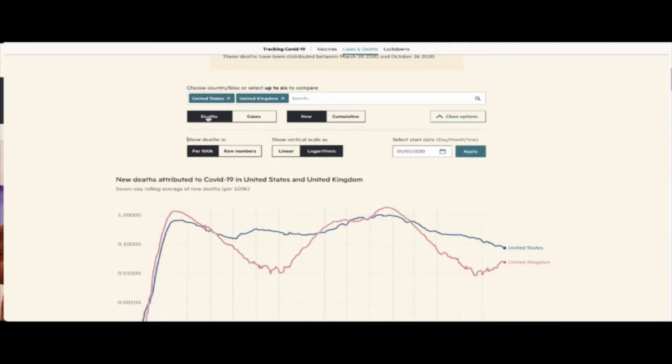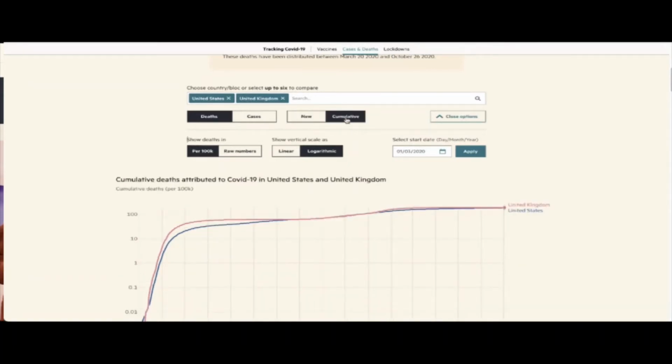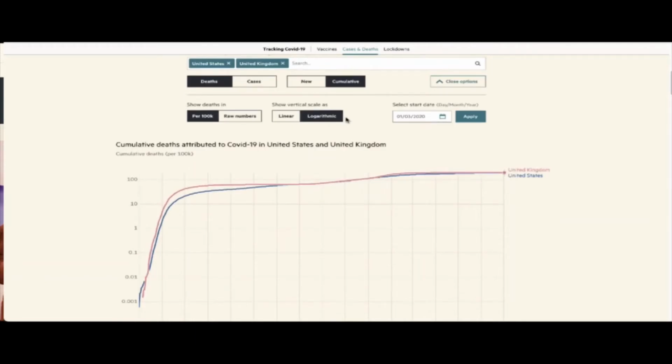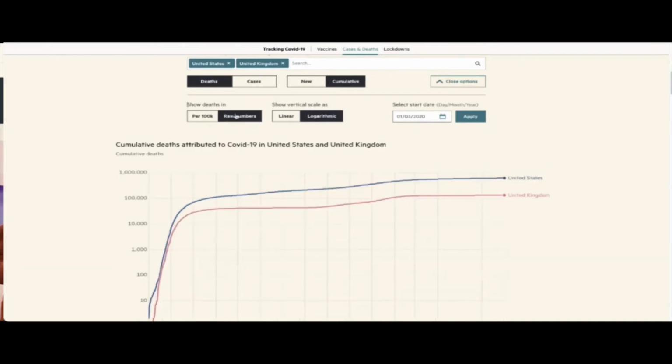Well, actually, in terms of how well has a country tackled the coronavirus, I think it makes much more sense to look at deaths. We can look at the cumulative picture, which is actually remarkably similar in terms of the other items on this page. But let's look at those other items first. Per 100,000 population, well, that makes sense because the population of the United States is much bigger than the UK. If I were to look at raw numbers, the United States, of course, looks much worse.